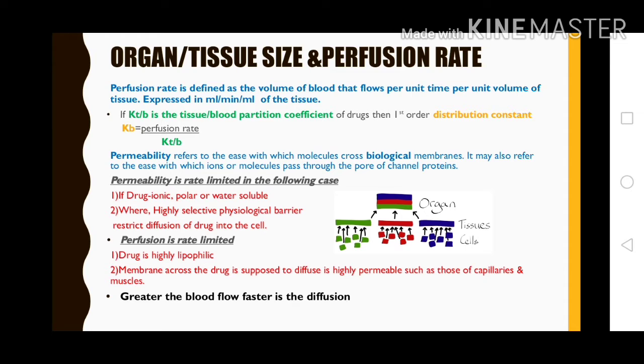Next is permeability. Permeability is the ease with which molecules cross the biological membrane, or the ease with which ions or molecules pass through the pore of the channel. Permeability is rate limited only if the drug is ionic, polar or water-loving, or if there is a physiological barrier which restricts the diffusion of drugs into the cell.